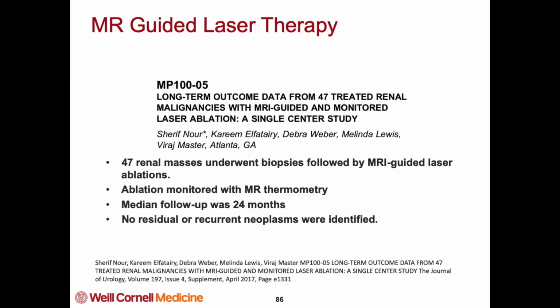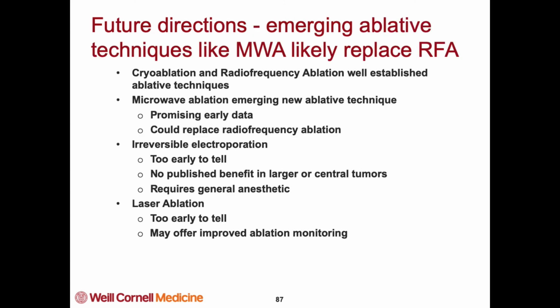There was a poster at AUA 2 years ago that suggested that you can have no effective heat sink with the laser ablation, but this is in-bore, so I think this may be an option to manage some of these smaller lesions that are next to the renal vein or artery. So future directions for ablation will be figuring out what ablative techniques will be used, and I think microwave is replacing RFA. I'm not sure what you guys do here, but I use microwave.